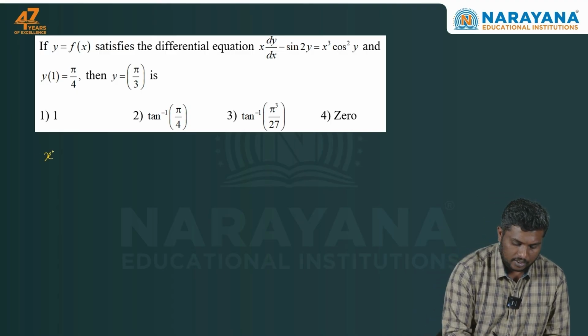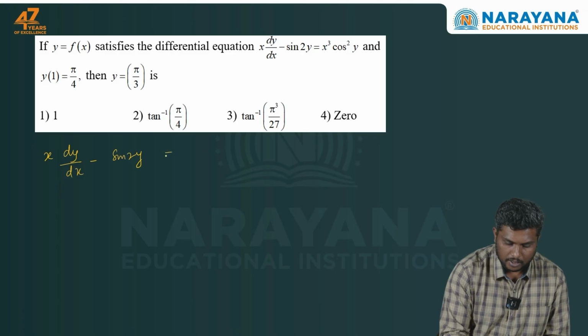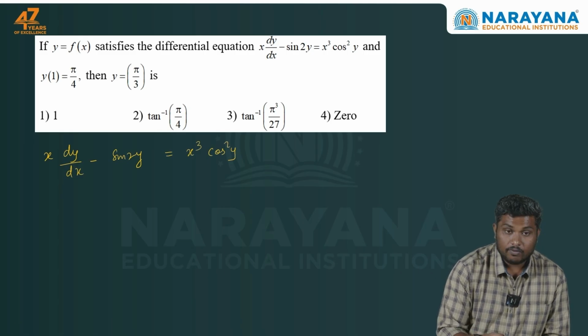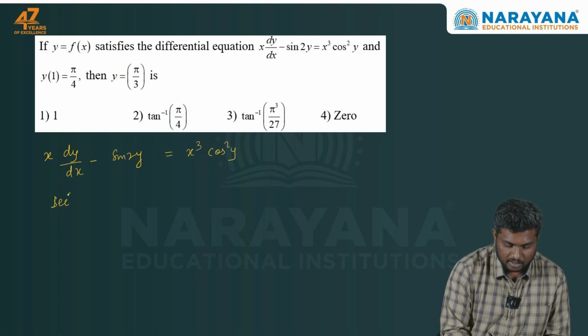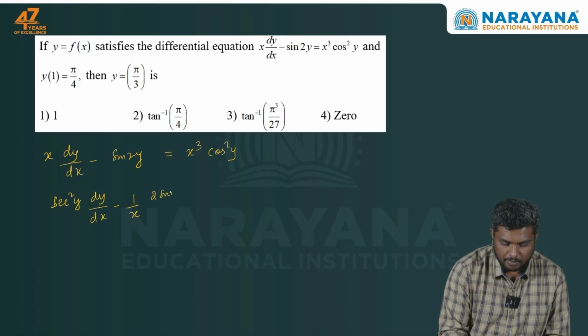So, x dy by dx minus sine 2y is equal to x cube cos square y. Now upon dividing with cos square y on both sides, and x also, I am getting secant square y dy by dx minus 1 by x into sine 2y, which can be written as 2 sine y cos y by cos square y, is equal to x cube by x.